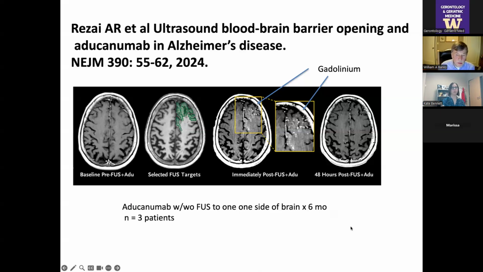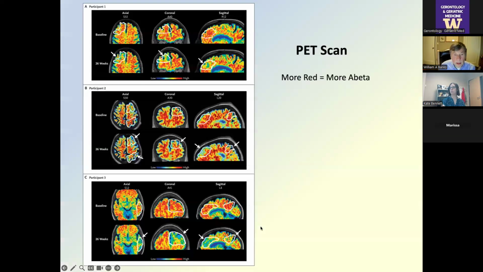Now he took 3 patients and gave focused ultrasound to a small part of the brain, just like he did here, and not, of course, to the rest of the brain. And here's what he found. The more red is the more A beta. Of course, aducanumab is supposed to clear A beta from the brain. So here in patient number 1, see how much red there is, and then 26 weeks later, a lot more blue, a lot less red. It goes on down the line. We'll pick another one. Here's one: a lot of red here, a lot of blue.